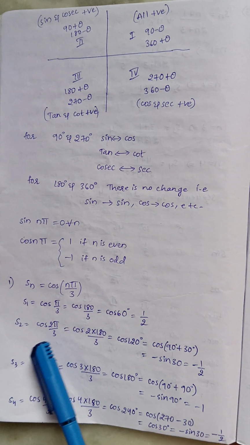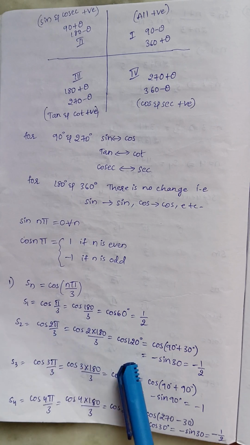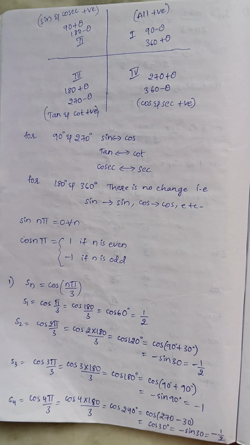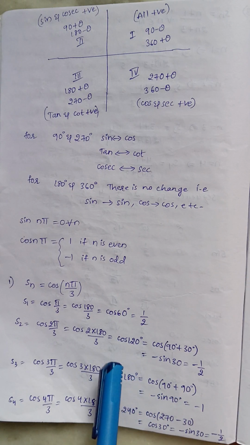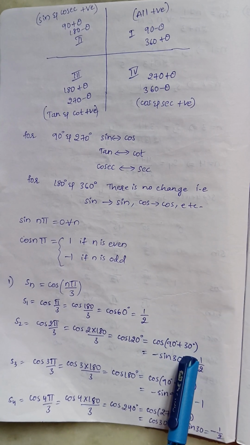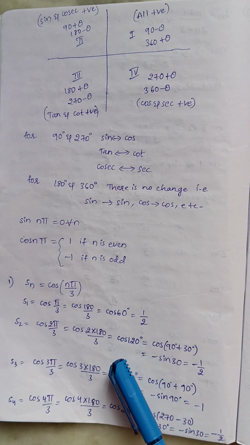Now let us see. To find the second term, 2 pi by 3 means 2 into 60, how much is that? 120 degrees. So 120 degrees we can convert into either 90 or 180 or 270, whichever is nearest. So we can write it as 90 plus 30, or else you can write it as 180 minus 60. Anything is fine.